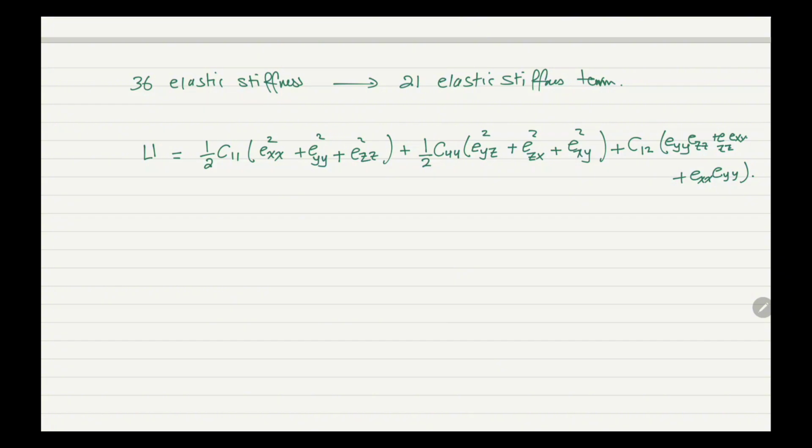And remember, no other quadratic terms occur, which means terms like EXX EXY, EYZ EZX, and EXX EYZ will never occur for a cubic system.